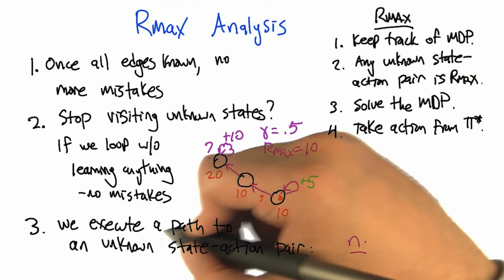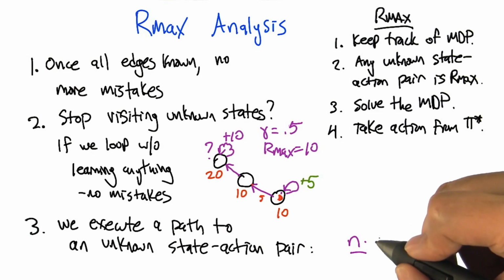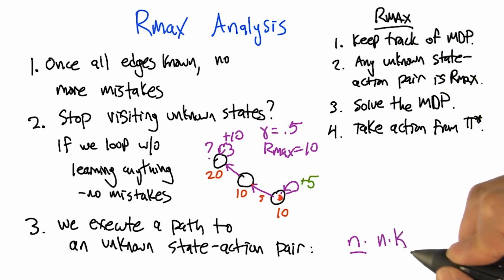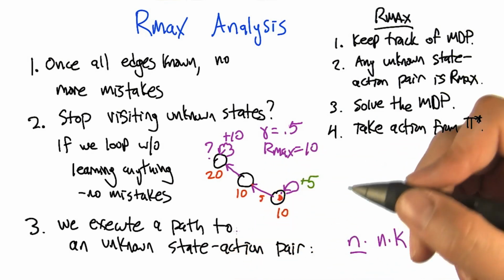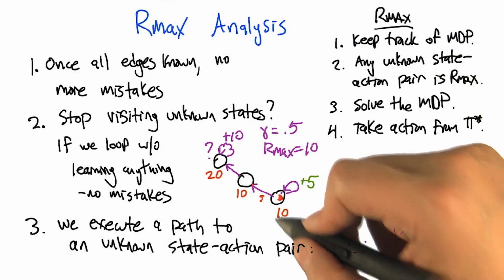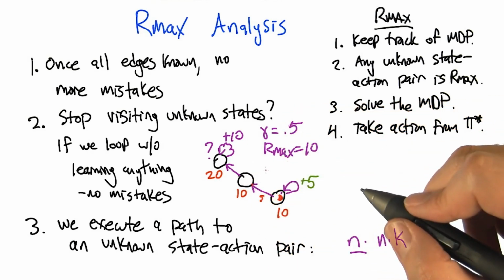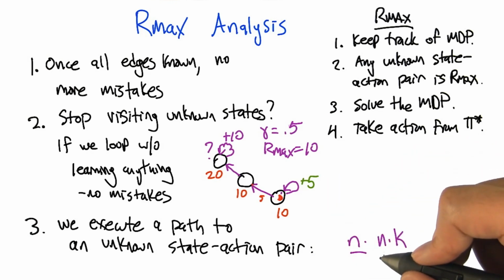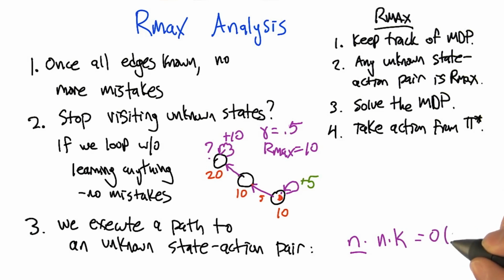And the number of times that we might discover a new state action pair is what? N times the number of actions, because that's the total number of unknown things in the graph to begin with. So we're exploring the MDP, and each time we visit a state and take an action we haven't taken before, that reduces the count by 1. So the largest that count is n times k, and so the total number of mistakes that this algorithm can make is bounded by n squared k.